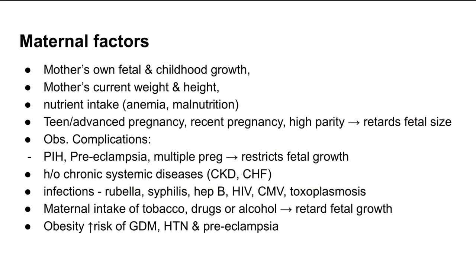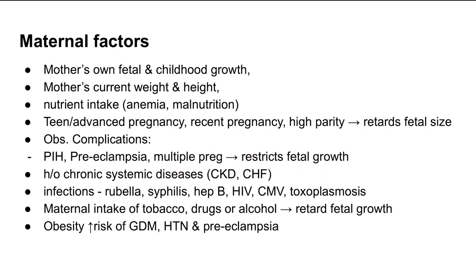Maternal factors. Mother's own fetal and childhood growth, mother's current weight and height, mother's nutrient intake. If there is any deficiency, then it could also lead to anemia and malnutrition. If it was a teen or advanced pregnancy, recent pregnancy and high parity retards fetal size. And obstetric complications during the pregnancy such as PIH, preeclampsia and multiple pregnancy restricts the fetal growth.